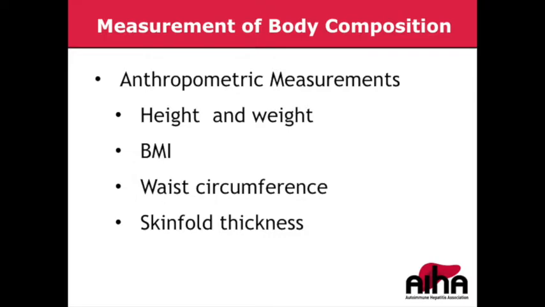Body composition can be measured directly and indirectly in many different ways. We use height and weight very often, and that's probably one of the easiest ways to indirectly measure body composition. Height and weight can be used to calculate body mass index. Another indirect way is waist measurement, going across your waist near your belly button. That can give us an idea of visceral fat within your abdomen. That's the fat around your organs and is considered to be the dangerous fat.